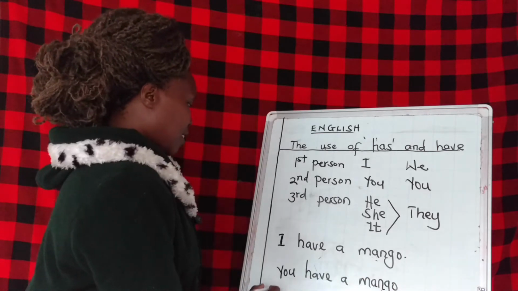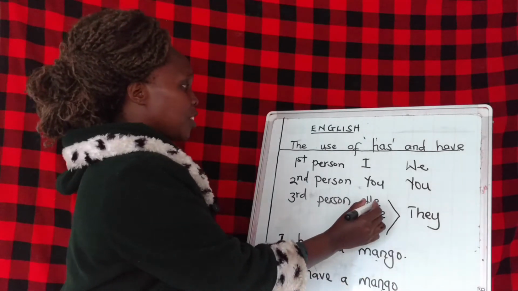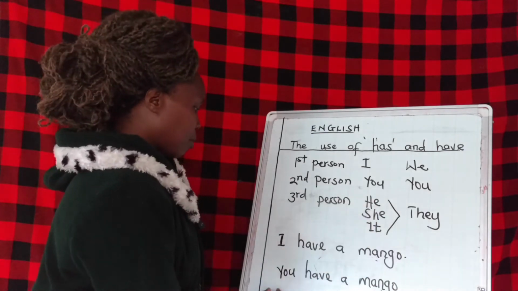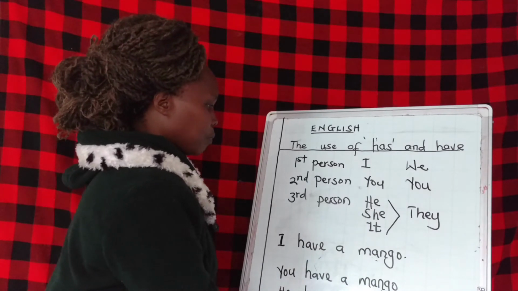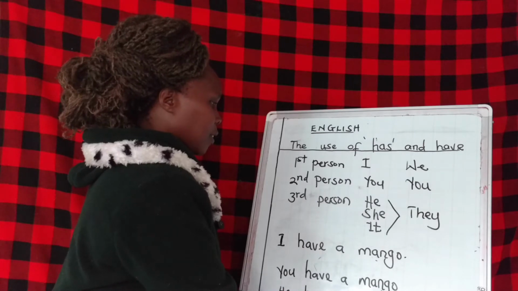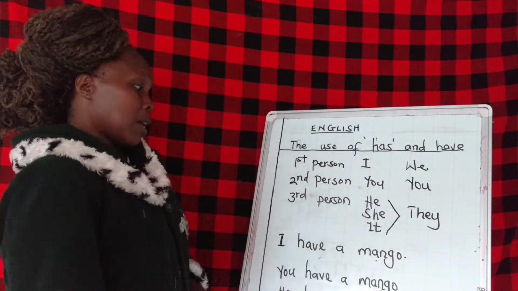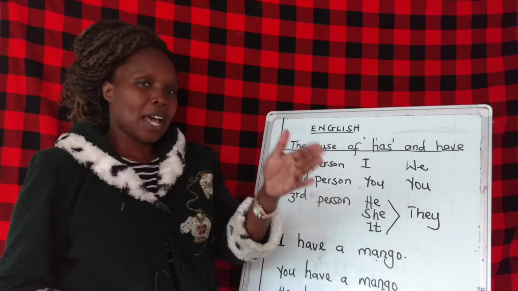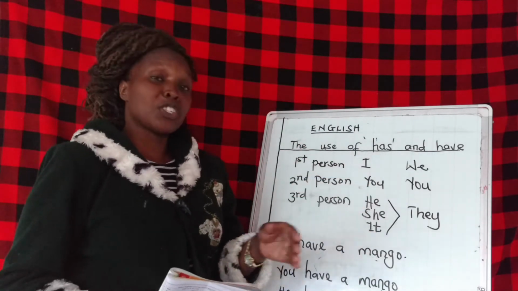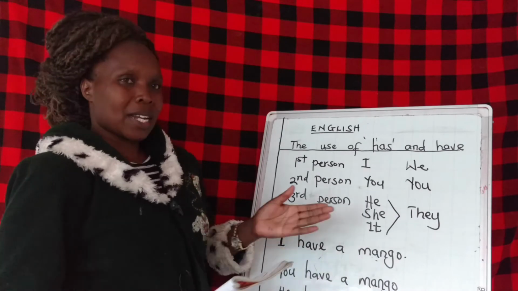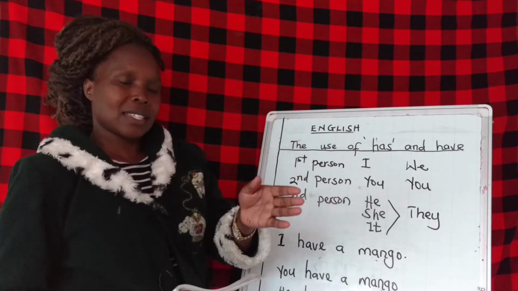What about the third person who takes the place of he, she, and it? We have he has a mango. She has a mango and it has a mango. That's when we are talking about something which is not a person. For example, an animal. A goat has a mango.